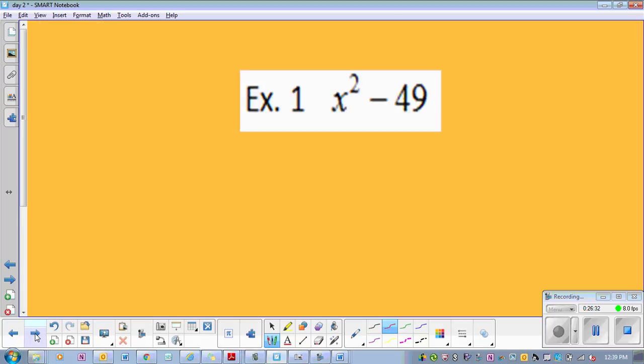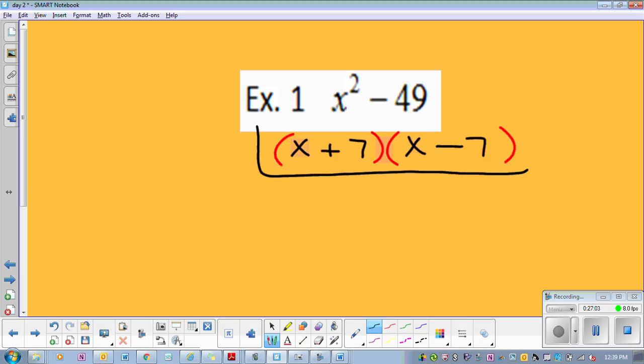All right, so let's look at our examples here. Number 1, x squared minus 49. All right, do I have a GCF? No. Is this a perfect square? X squared? Yes. Is 49 a perfect square? Yes. Okay, so double parentheses. Opposite signs. Yep. What's the square root of x squared? X. What's the square root of 49? 7. There you go. You're done. X plus 7 times x minus 7. And if you double distribute or FOIL this, you'll get x squared minus 49. Okay?